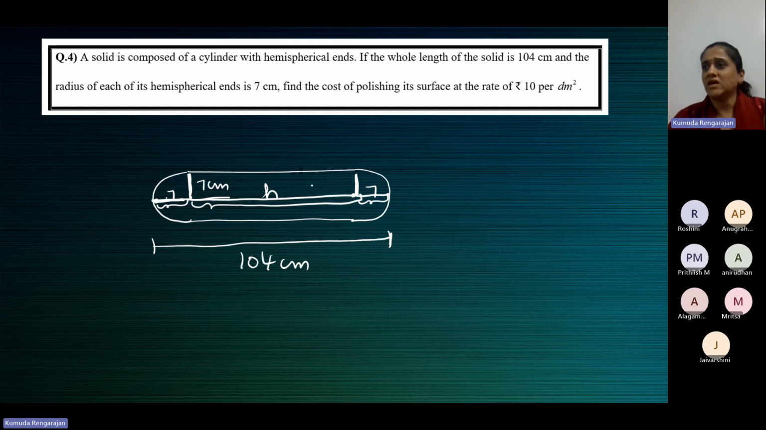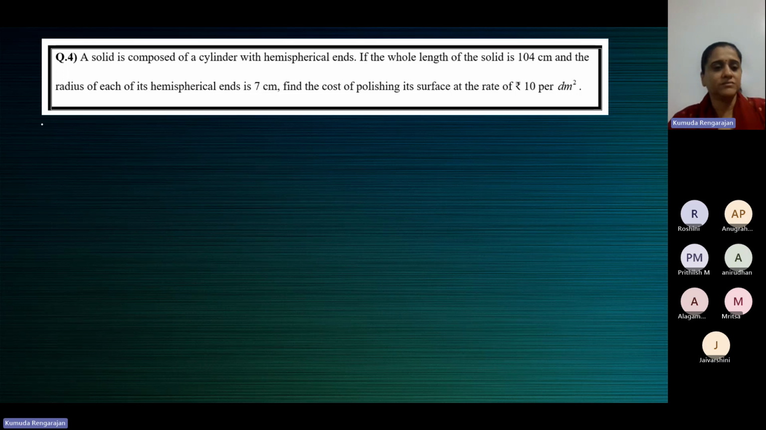Only the CSA. Because the circles of the cylinder you cannot see. The circular ends of the cylinder, they're not visible, no? Because the hemispheres are stuck there. So you can paint only the CSA of the cylinder and also the hemispherical ends. So you can only paint the CSA of the hemisphere. All right. We'll do it together. Start working.